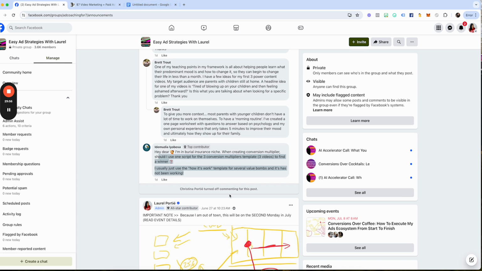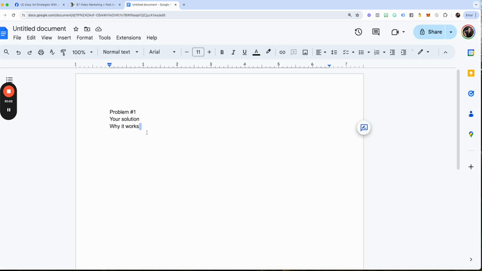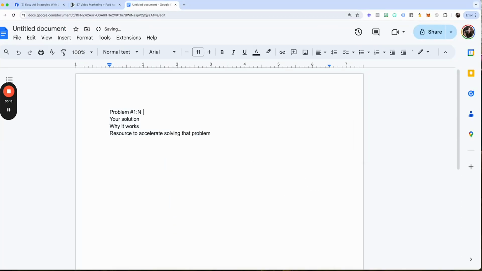So this is what I want you guys to do. For those of you guys who are having issues giving away value bombs, or getting people to watch your power content, and then a resource to accelerate solving that problem, okay? So let's say the problem is they don't have money for a funeral if a loved one dies, right?